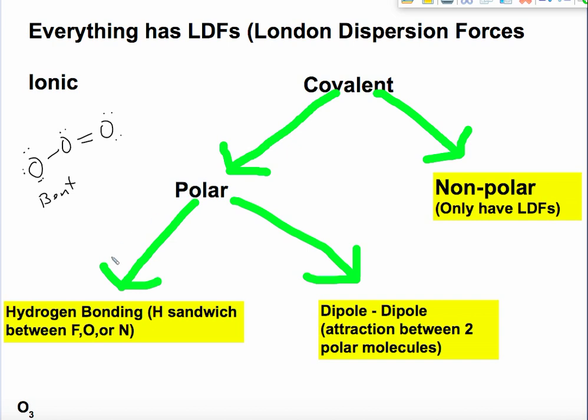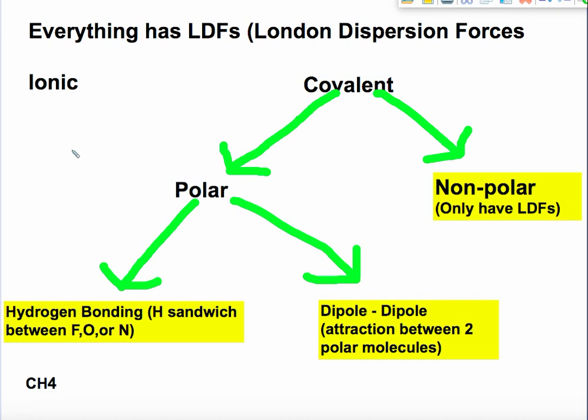Now, does this have hydrogen bonding? Well, of course not, because it doesn't have a hydrogen in it, and you've got to make a hydrogen sandwich. So the only type of force present in this one, besides dispersion forces, is dipole-dipole. Everything has London dispersion forces no matter what. Okay, let's go on to the next one here.